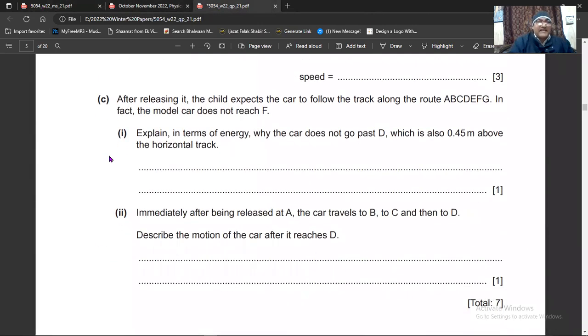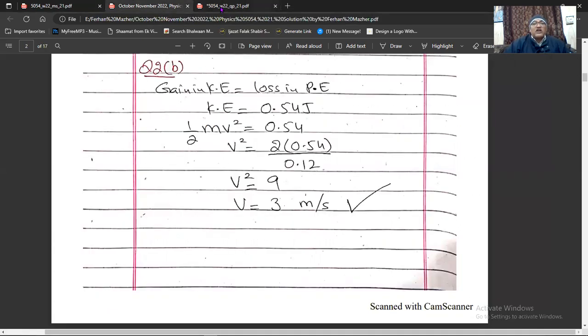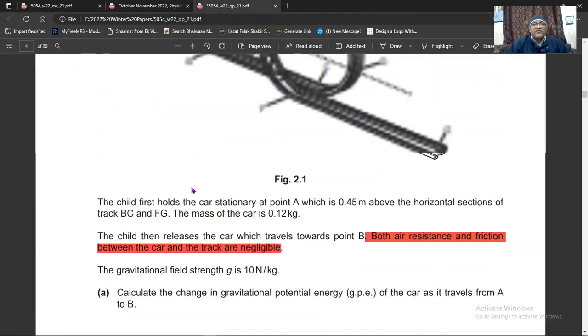After releasing it, the child expects the car to follow the track along the route A, B, C, D, E, F, G. In fact, the model car does not reach F. Explain in terms of energy why the car does not go past D. Why the car does not go past D, which is also 0.45 meter above the track. Okay. So the answer is very simple. Let me explain it to you from the diagram.